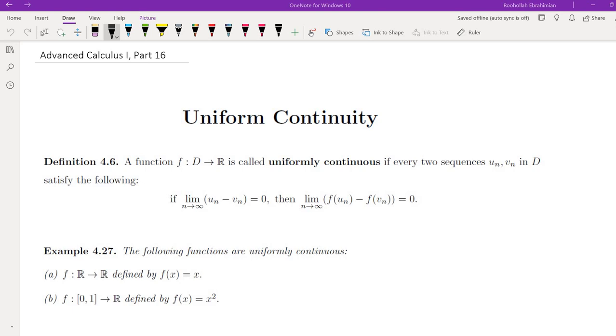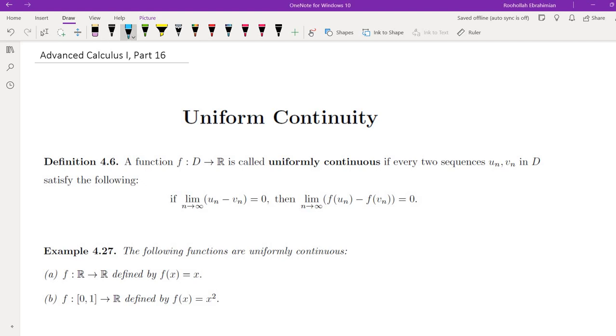But first, what is uniform continuity and why do we care about that? The reason we care about uniformly continuous functions becomes more and more clear as we discuss later material. Specifically, when we discuss integrability, it becomes very clear why we need this concept.